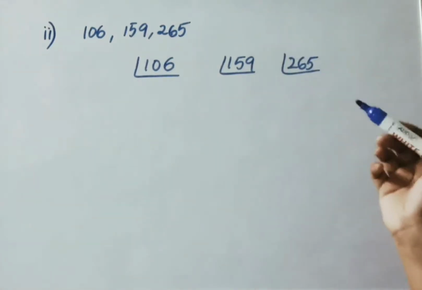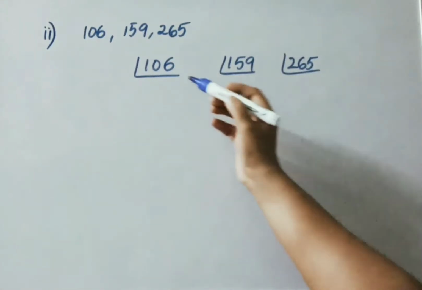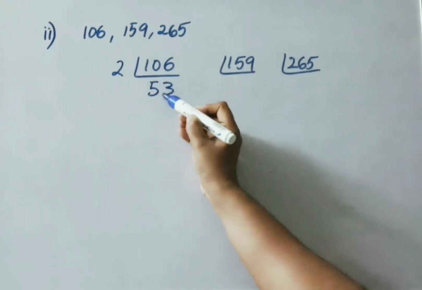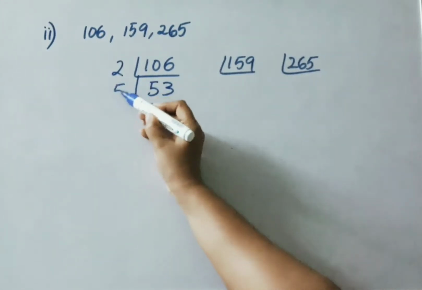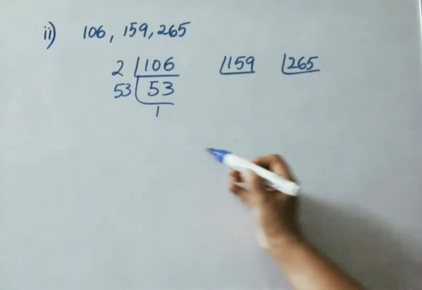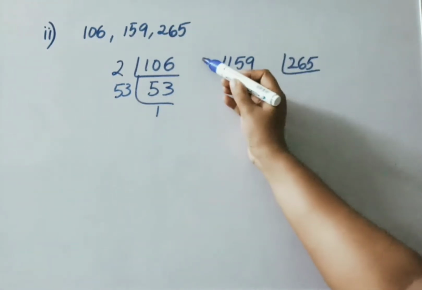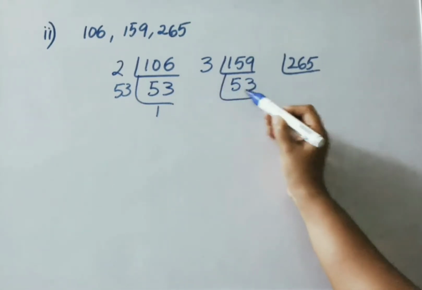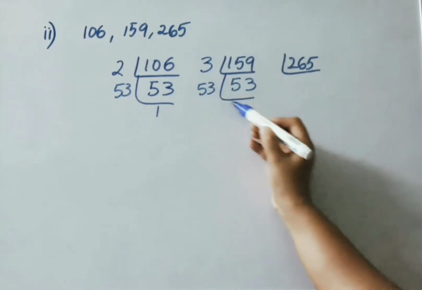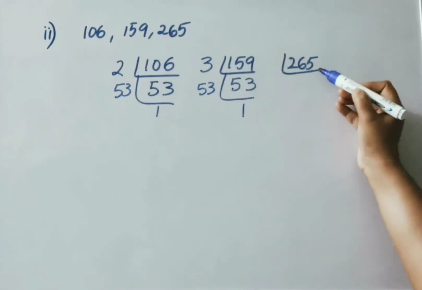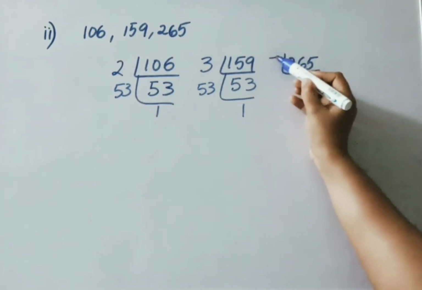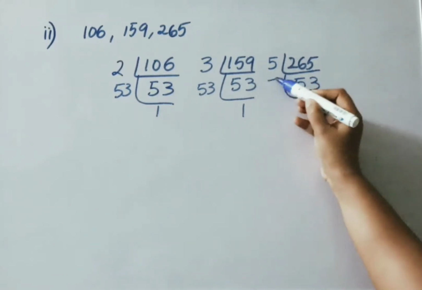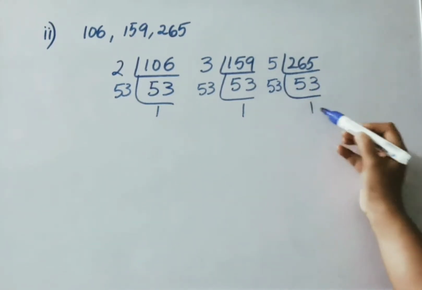See the second sum in prime factorization method, 106, 2 table, 2 53s are 106, again 53 table, 53 ones are 53, next 159, take 3 table, 3 53s are 159, again 53 table, 53 ones are 53. Now next number is 265, take 5 table, 5 53s are 265, again 53 table, 53 ones are 53.